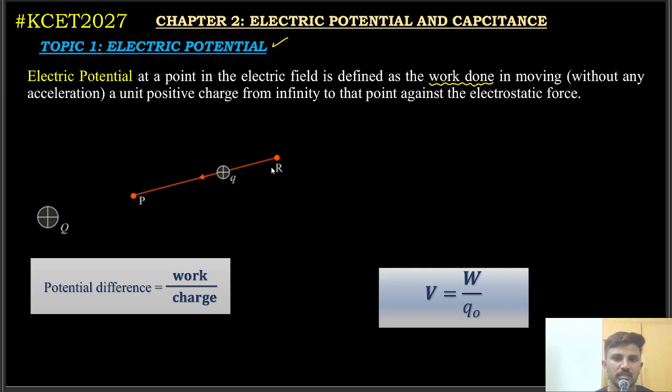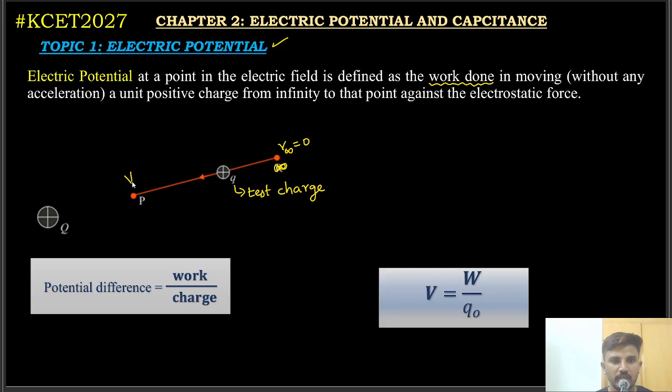Let's consider here this point R is at infinity. So we can consider electric potential at infinity is 0. So we're bringing a charge, this small charge that is q. This is a moving charge called the test charge. We are bringing this charge from infinity to point P against the electric field produced by capital Q. So we are going to find the potential of capital Q, the electrostatic potential of capital Q at P.